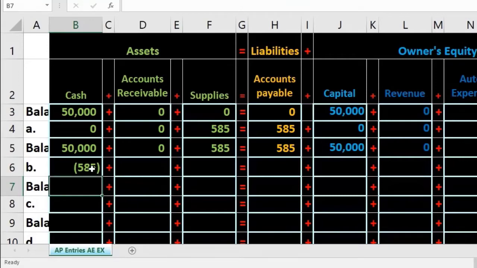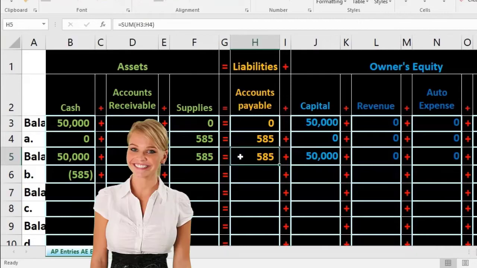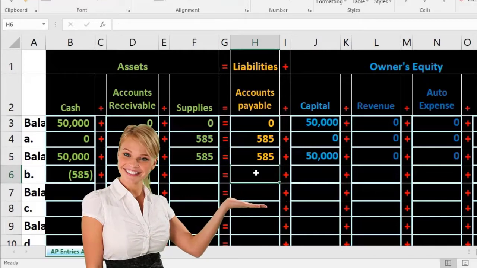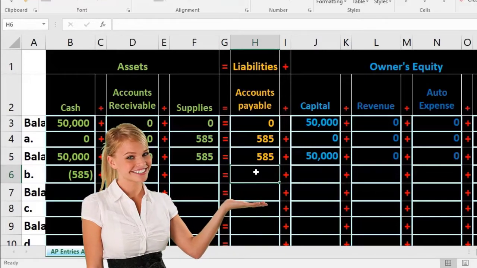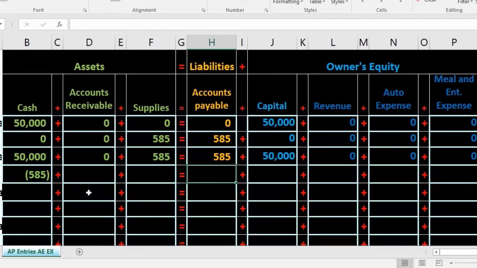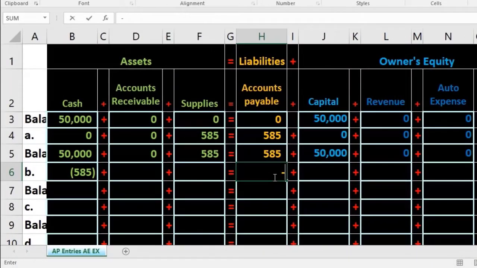The other account, why did we pay cash? Because we did buy supplies. However, we purchased them in the past on account and therefore owe this $585 represented as a liability in accounts payable. We are now paying that liability off, and therefore that $585 needs to go down to zero. We also know that it needs to go down because, of course, we have decreased this side of the equal sign, and in order to remain in balance, we need to decrease this side of the equal sign. Therefore, we're going to put a negative 585 and enter.